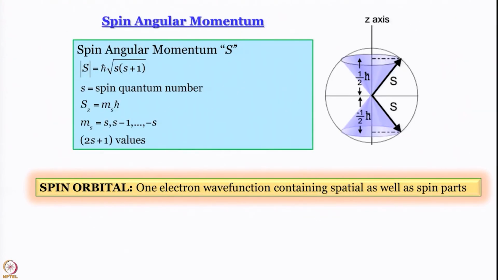Now one thing in all this discussion that we did not consider, but we have talked about it earlier, is spin.